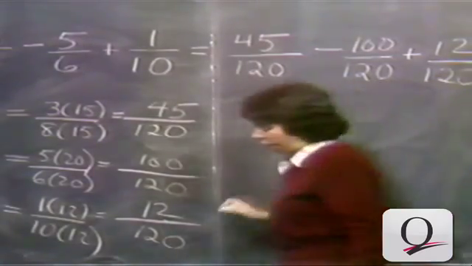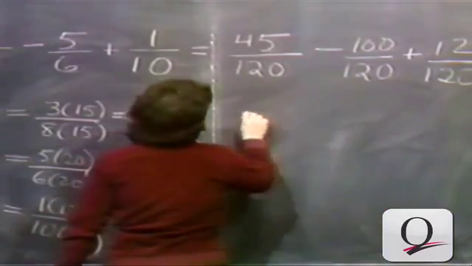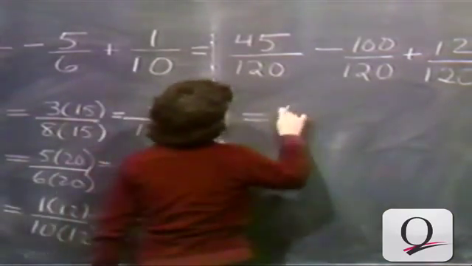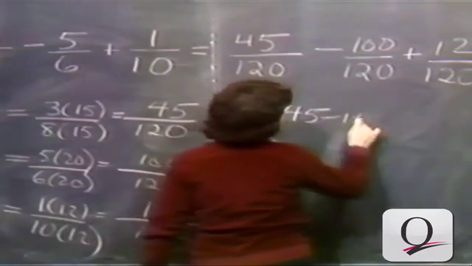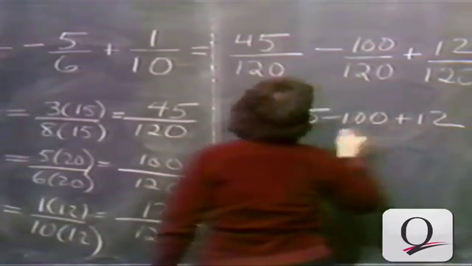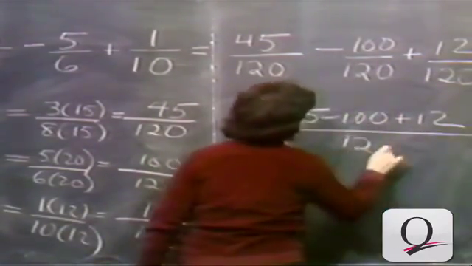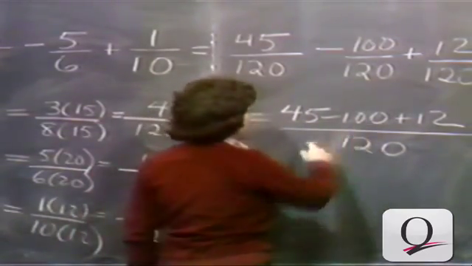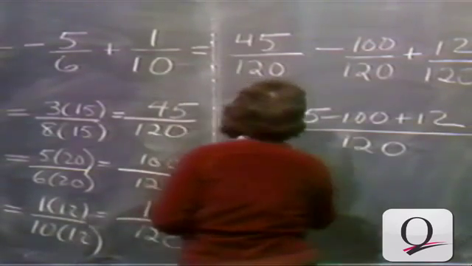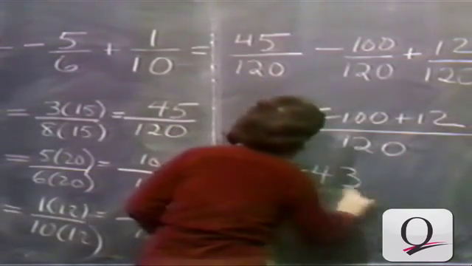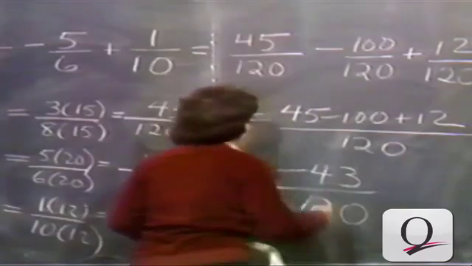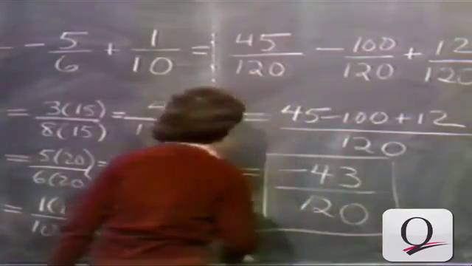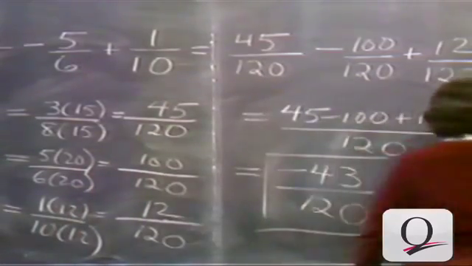This reduces to the kind of problem that we handled earlier in this videotape. Same denominator, we want to add and subtract these fractions, so we combine the numerators and put them over the same denominator, 120. This gives us 45, take away 100, that's minus 55, plus 12, that's minus 43 over 120, and that's already in lowest terms. 43 is a prime.